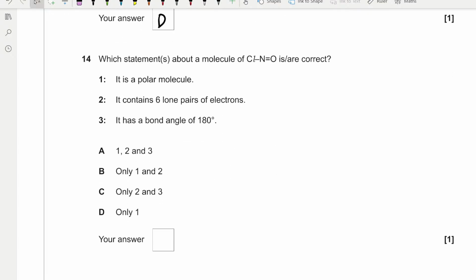Which statements about a molecule of ClNO is correct? It is a polar molecule. It contains 6 lone pairs of electrons. It has a bond angle of 180 degrees.